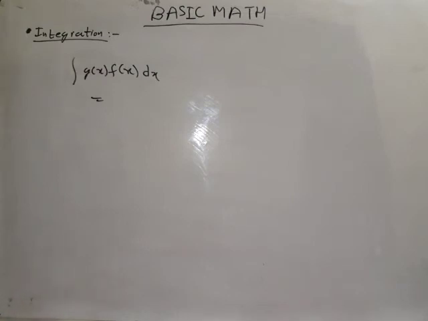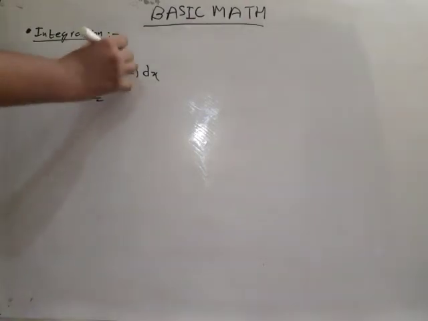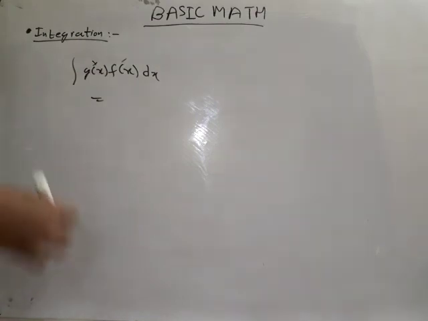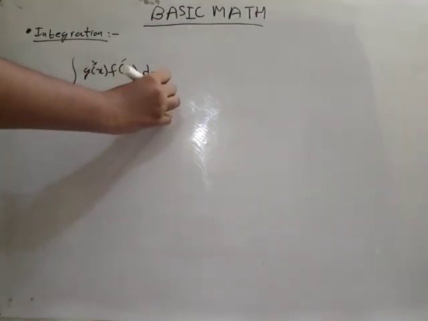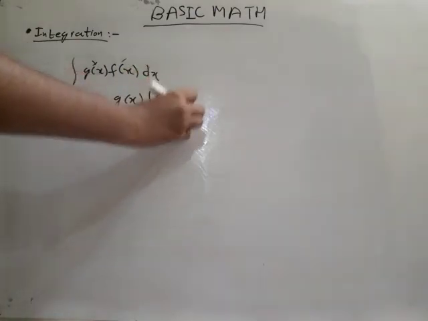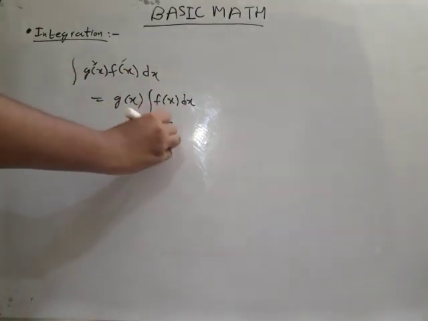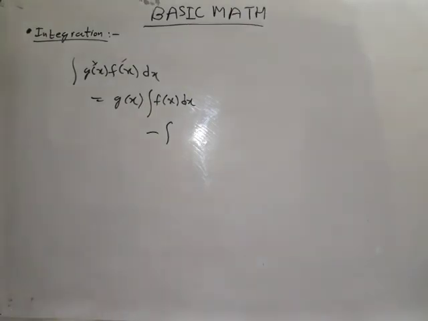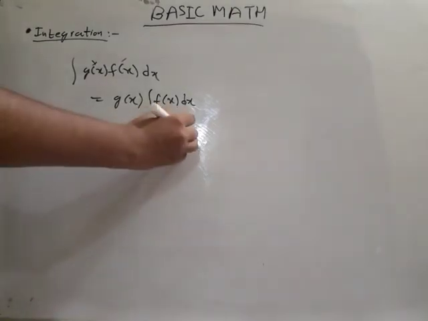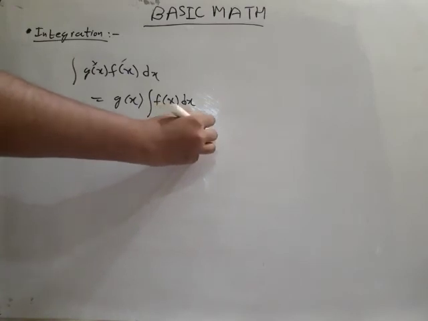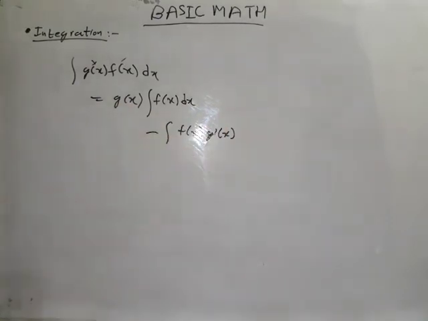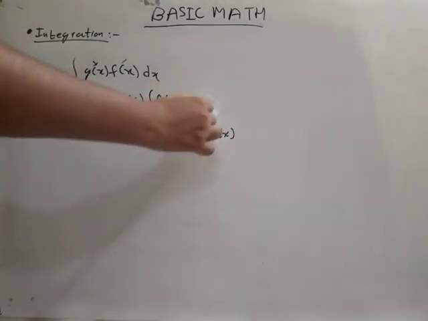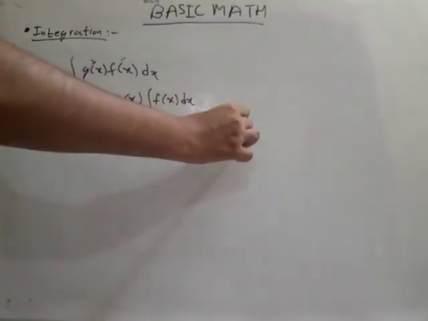Okay, so you take one which is integrable and you integrate that. Means suppose f(x) is integrable, g(x) is not integrable. So we take g(x) out and we make it integral f(x) dx, and then we write minus of integral f(x) and g'(x), means differentiation of g(x). This is the differentiated function of g(x) into dx.